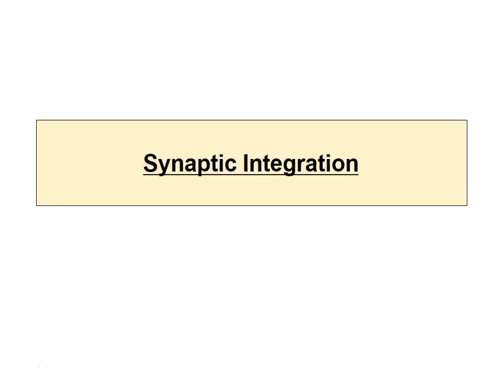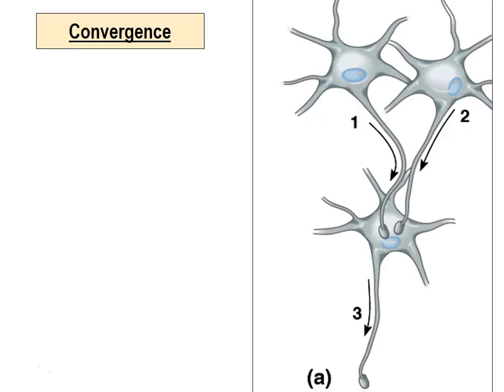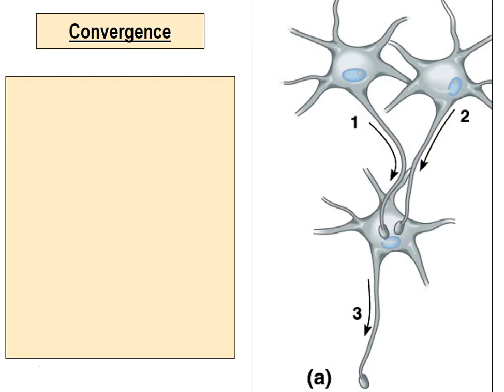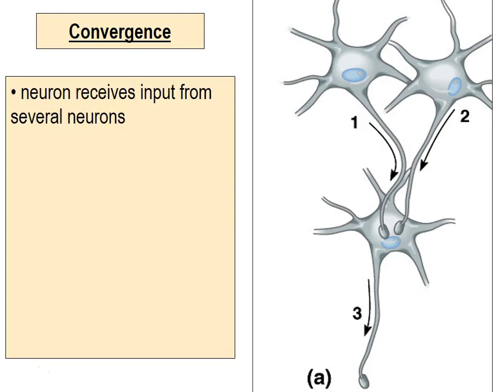When we think about the action of neurotransmitters, we have to consider this phenomenon of synaptic integration. So we're really talking about how a neuron responds to a neurotransmitter. One of the things you have to keep in mind is the organization of neurons with respect to other neurons. For example, you have this phenomenon of convergence, and you can see convergence happening in this picture. Basically, the neuron receives input from several neurons.